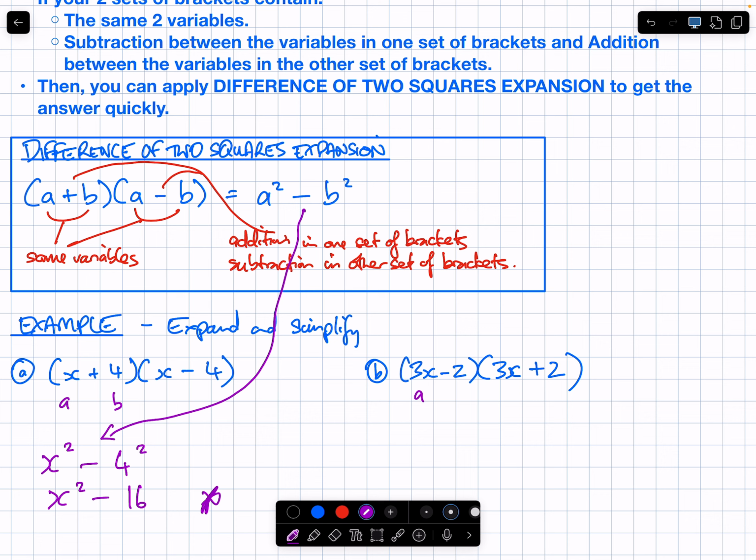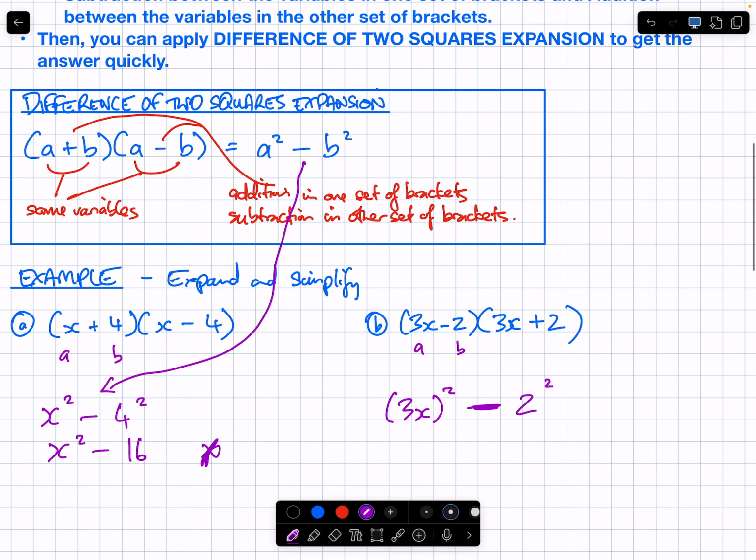My A this time is 3x. That's why it's harder. There's more to it. And my B is 2. So you need to put that 3x in brackets. You're going to go 3x and you're squaring it, applying the shortcut. What does the shortcut say? Minus in between. And B was 2, so 2 squared.